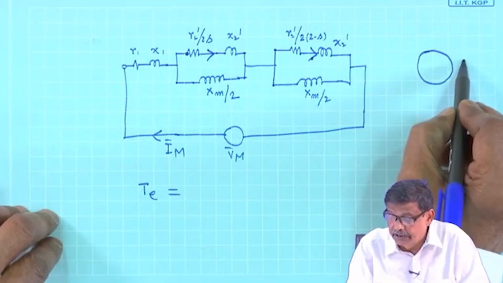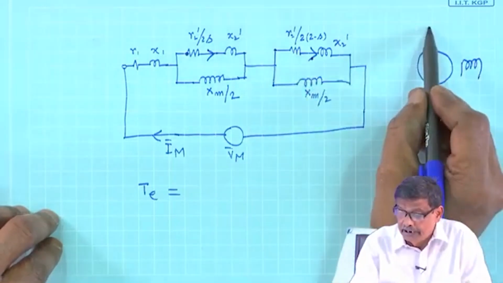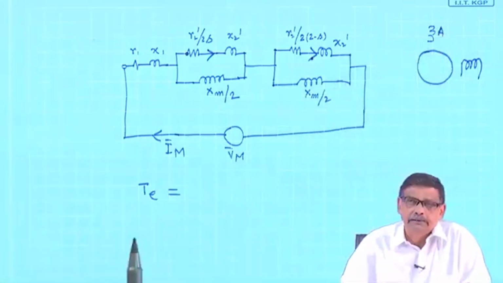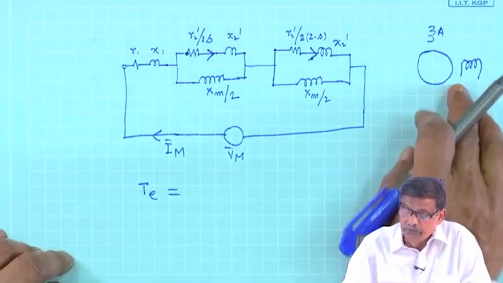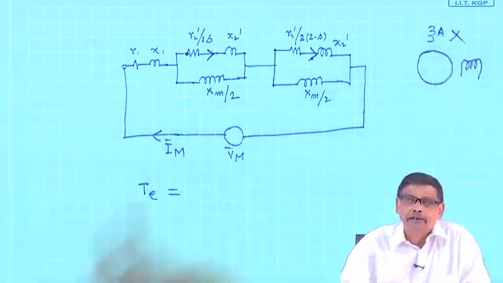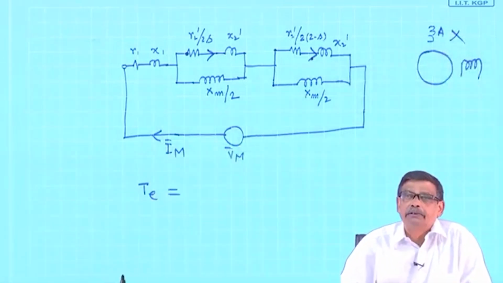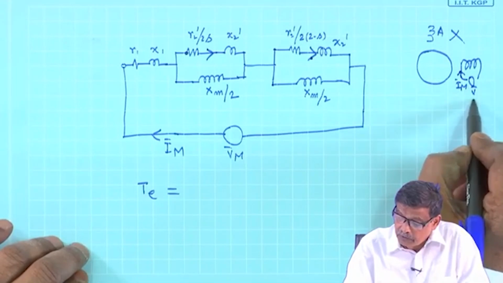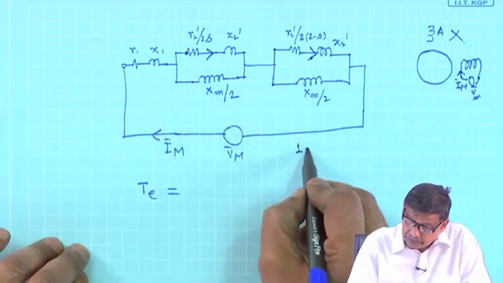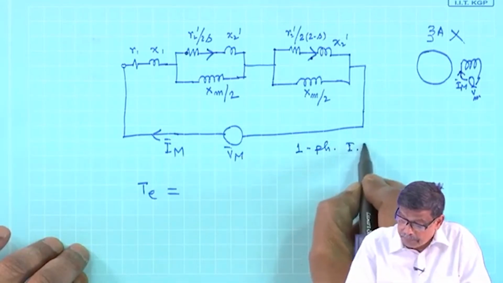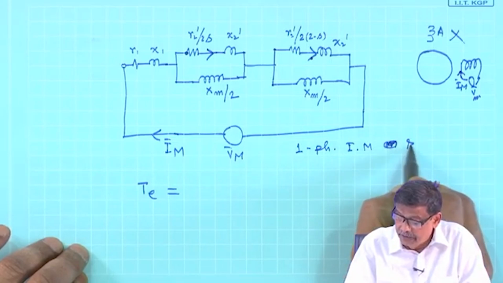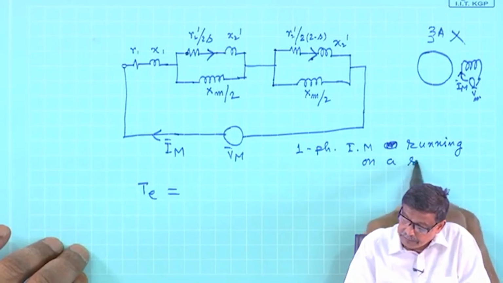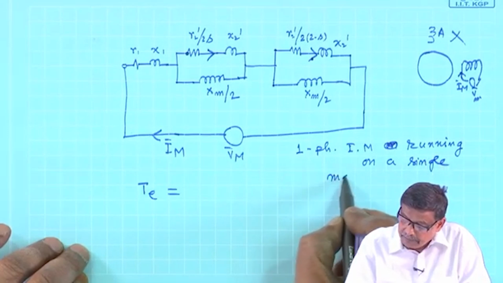The machine which is running on a single coil, mind you. The auxiliary winding, I did some tricks to translate these two currents as balanced two phase currents. It is not there at all. That is why I have assumed I bar A equal to 0. So, this is I bar M, this is I bar M, and this is V bar M. So, this is the equivalent circuit of a single phase induction motor running on a single winding, single main winding.